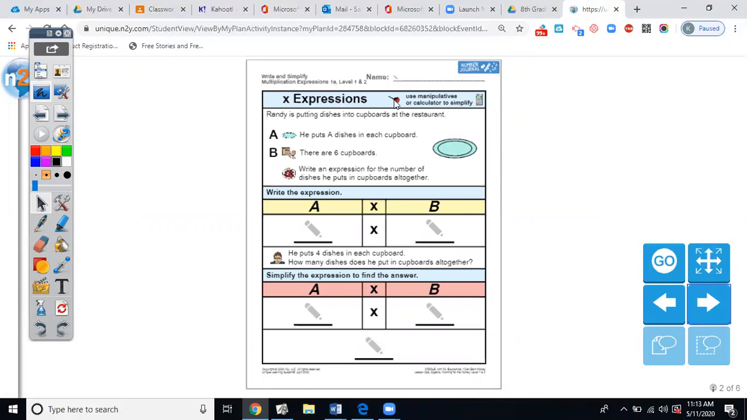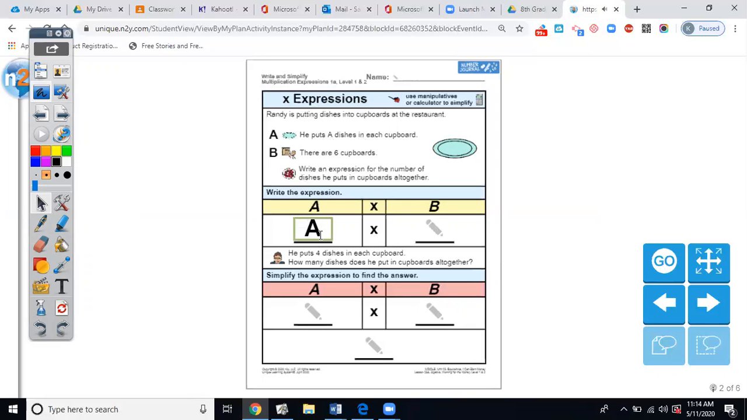Okay, expressions. Randy is putting dishes into cupboards at the restaurant. Okay, let's see what A stands for. He puts A dishes in each cupboard. So that means that we don't know the value of A yet. So we don't know that number. So we're just going to put A times, actually, let me go ahead and capitalize that because they have it capitalized.